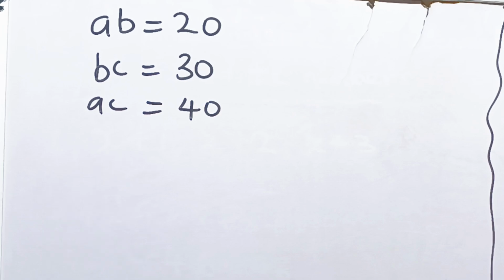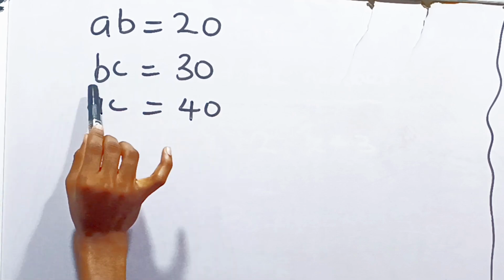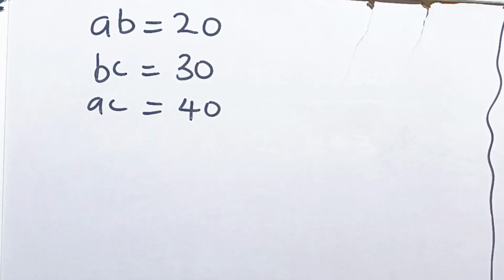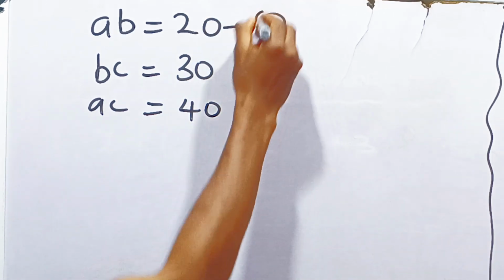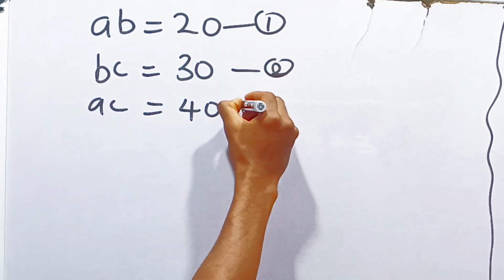Let's solve this together. It says AB is equal to 20, BC is equal to 30, and AC is equal to 40. Okay. First off, let's label each equation. So let's call this equation 1. Let's call this equation 2. Let's call this equation 3.